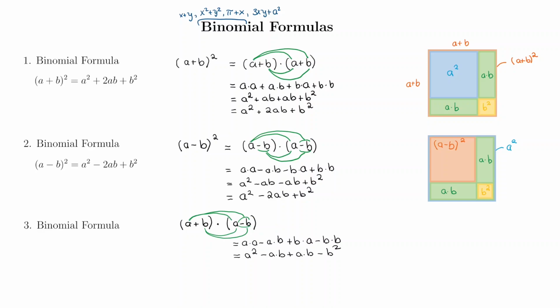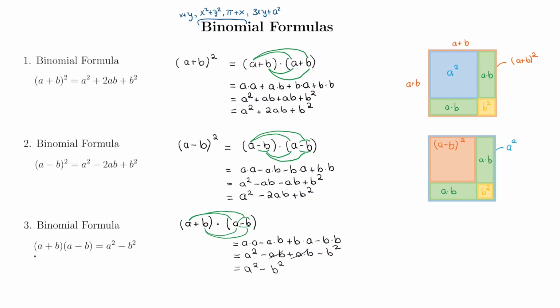And now we can see we have minus A times B plus A times B, which is 0. So we get as a final result A squared minus B squared. And this is exactly what is the third binomial formula. A plus B times A minus B is the same as A squared minus B squared.